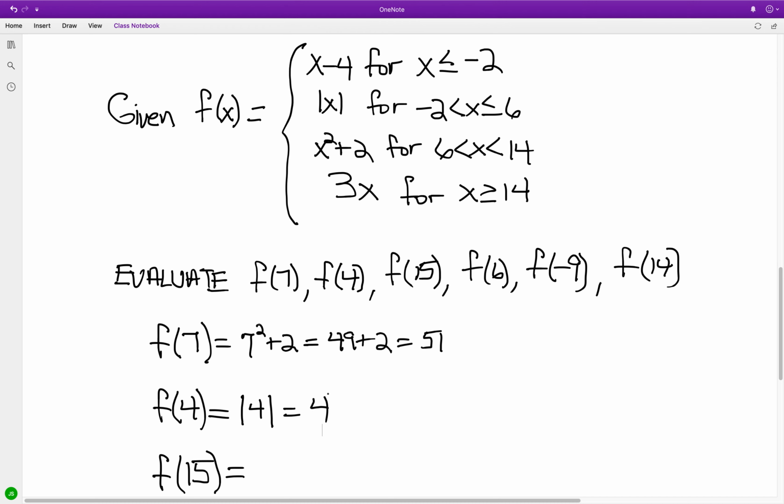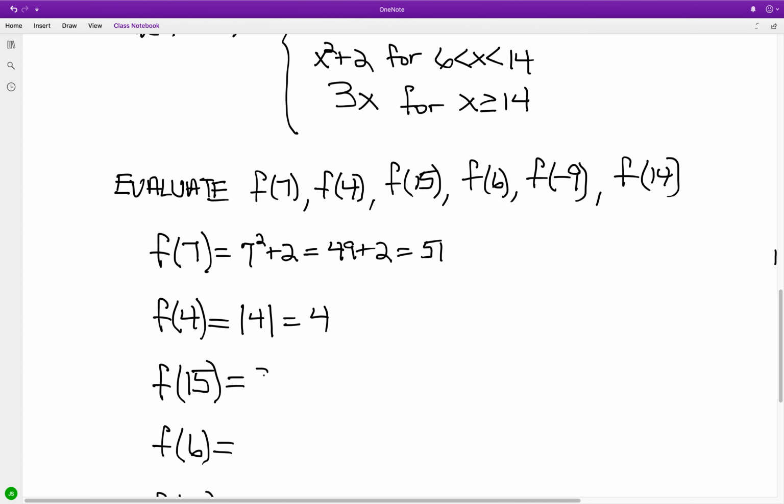Now, in the case of 15, out of all the inequalities to which this input belongs, we have the last one to apply. Out of these inequalities, 15 is greater than or equal to 14 is the only one that applies as a true statement. So in terms of what to do with 15, I'm going to take 3 times that input. So for f of 15, we have 3 times 15, and that comes out to 45.